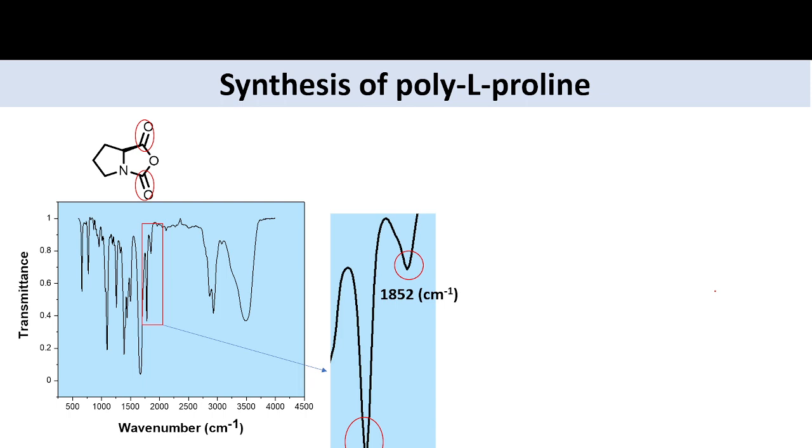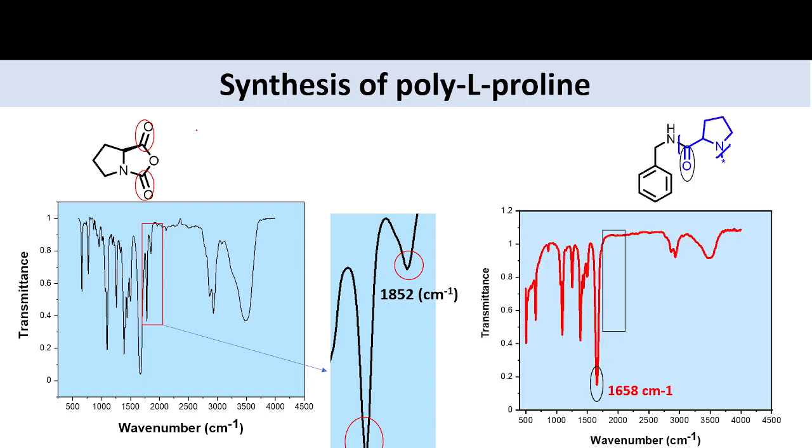If we go to some real analysis, like synthesis, how can we identify our monomer to polymer? I have an example here, amino acids. There are different types of amino acids. This amino acid is called proline.